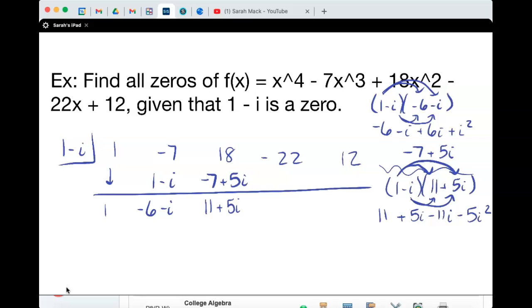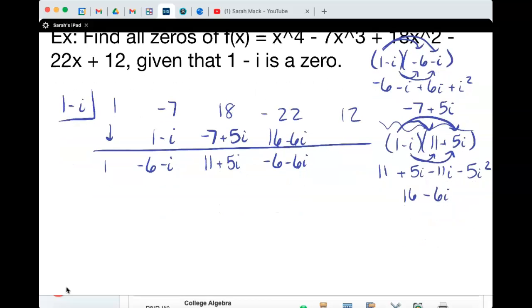Did I do that right? So then it becomes 16 minus 6i. Almost there. So then we're adding vertically again, negative 22 plus 16 minus 6i. Negative 6 minus 6i. And distribute again. I think this is the last time we'll have to multiply maybe.